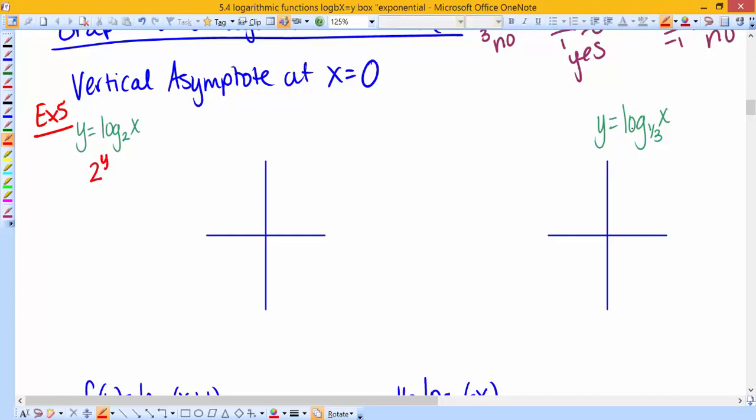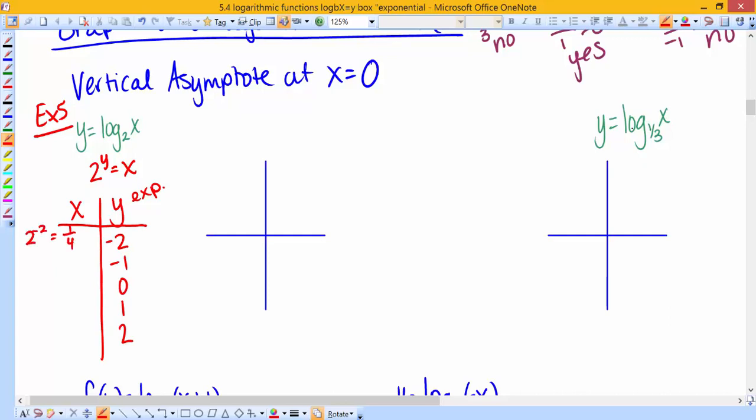So this becomes 2 to the y equals x. So when I plug in my values, when we make a table, we make it x, y. When I look here, I see that my exponent, though, is y. Since this is my exponent, those are the numbers I'm going to pick first. I'm going to pick -2, -1, 0, 1, and 2. So 2 to the -2 is 1/4. 2 to the -1 is 1/2. 2 to the 0 is 1. 2 to the 1 is 2. And 2 to the 2 is 4.